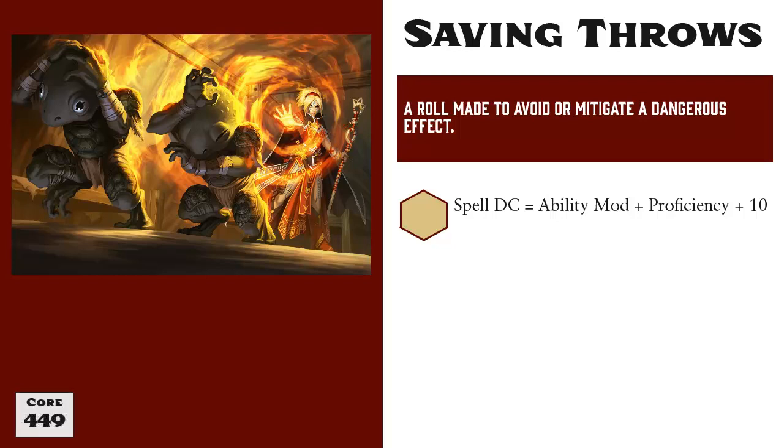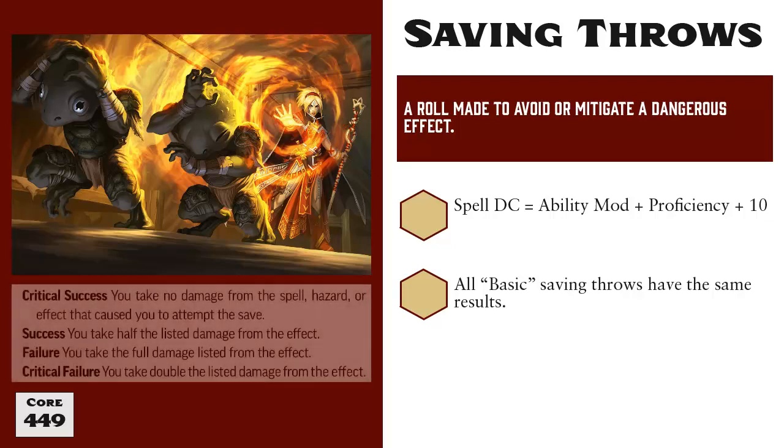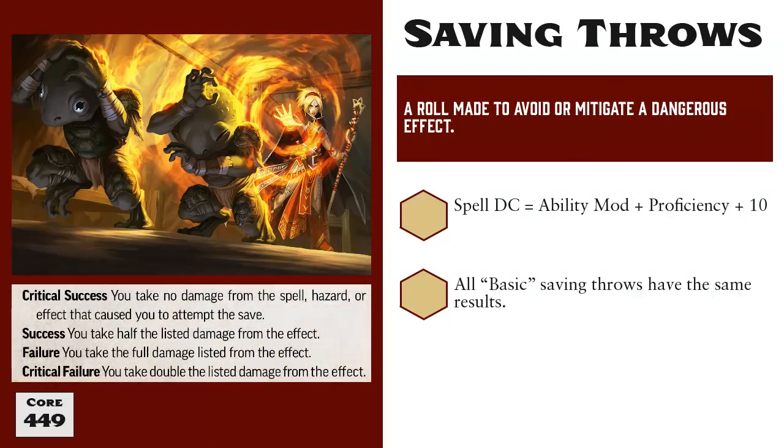Each spell's description will either provide details as to what happens on a successful or failed save, or it will refer to it as a basic saving throw. These are very common for damaging effects, and what basic saving throw means is if you succeed, you only suffer half the listed damage. If you critically succeed, you take no damage. If you fail, you take the normal listed damage, and if you critically fail, you suffer double damage. With all of that in mind, let's look at a couple of common examples.